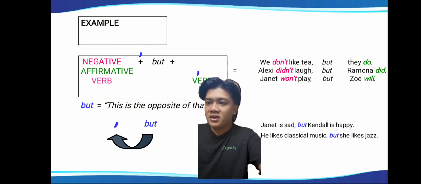We don't like tea, but they do. Alexia did not love, but Ramona did. Janet won't play, but Zoe will. But this is the opposite of that. Janet is sad, but Kendall is happy. He likes classical music, but she likes jazz.